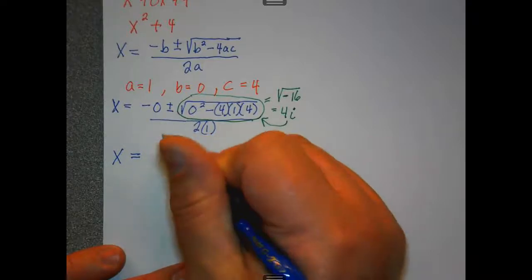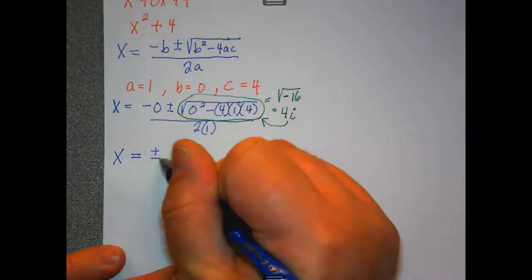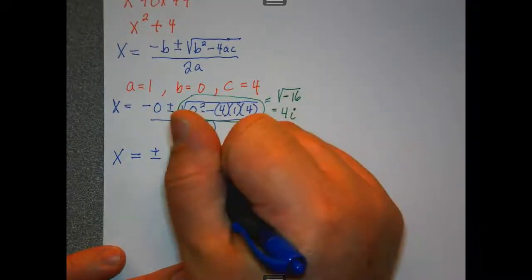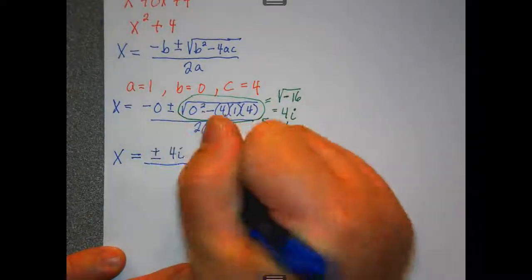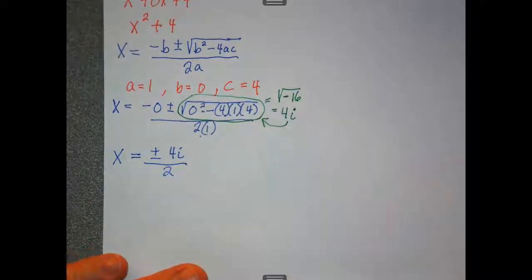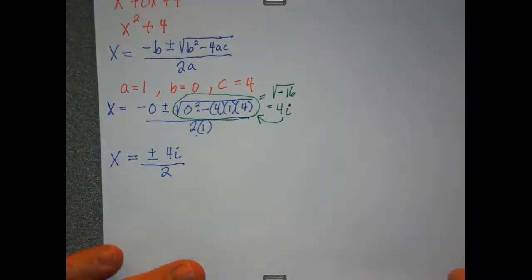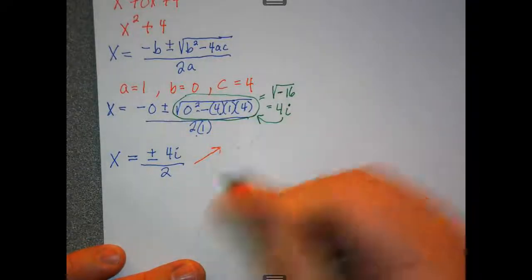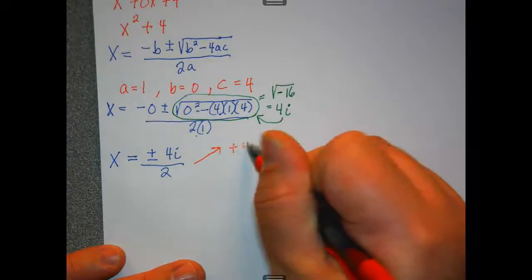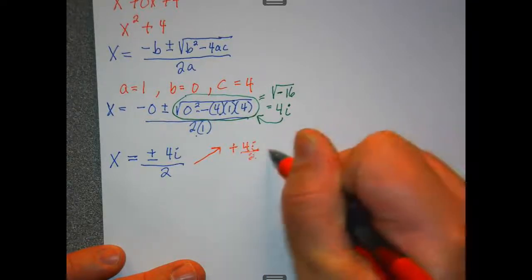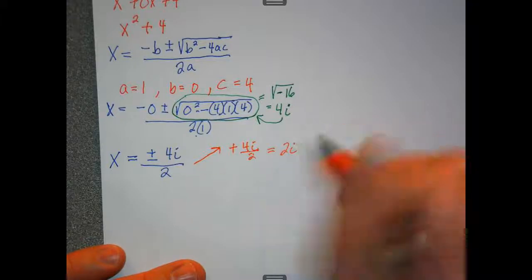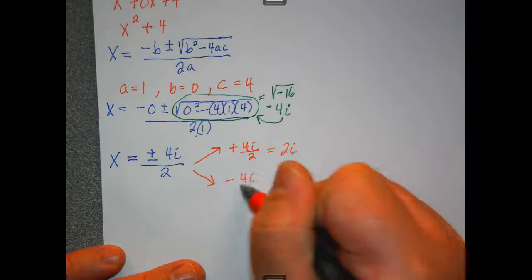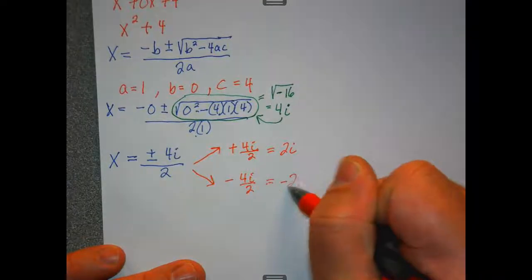Okay, negative 0 is just 0, so I have a plus or minus. I'm substituting the discriminant with 4i. Don't forget we're dividing this by 2. Okay, what's my two roots? I have positive 4i divided by 2, which equals positive 2i. And I have negative 4i divided by 2, which is a negative 2i.